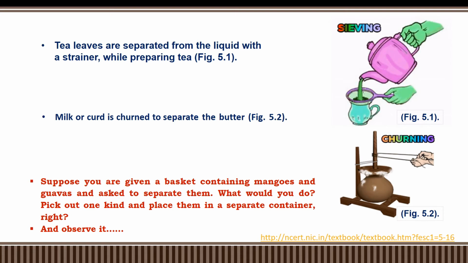Here we can see the example of sieving and churning. Like tea leaves are separated from the liquid with a strainer while preparing tea. Milk or curd is churned to separate the butter.